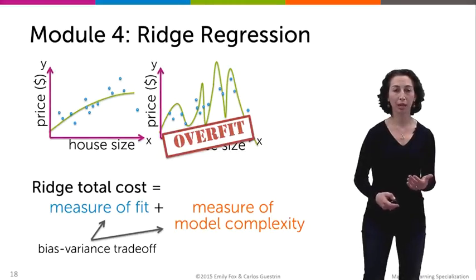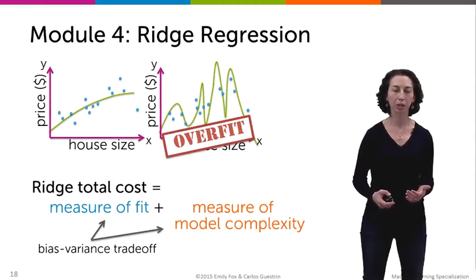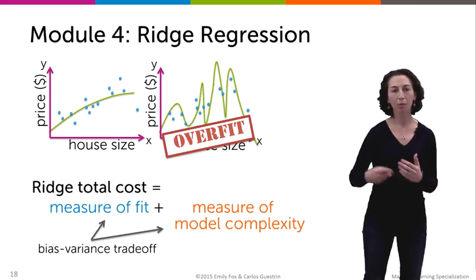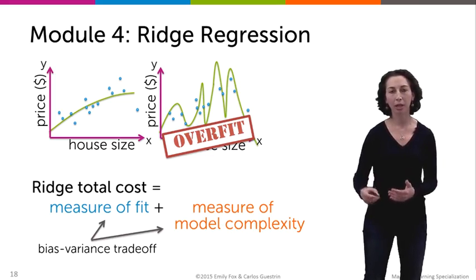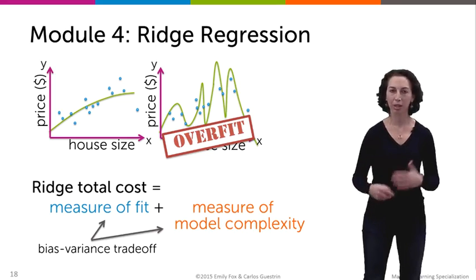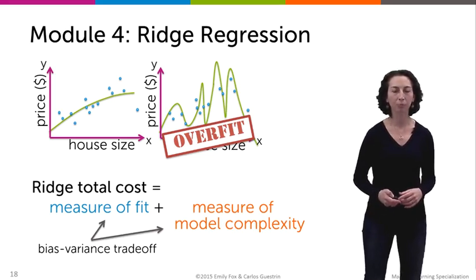As one example of a way to handle this bias-variance trade-off, we're going to talk about something called ridge regression, which not only includes a term that measures the fit of the function to the data, which is what we talked about before, but also incorporates a term that encodes what the model complexity is. Not quite directly, pretty indirectly, as we're going to describe in this module.